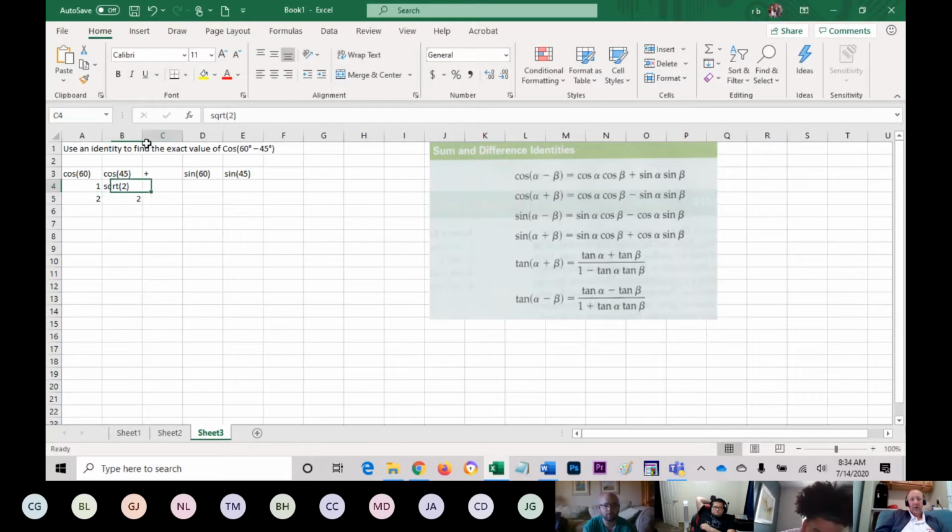Okay. Plus sine of 60. Then the sine of 60 would be the square root of 3 over 2. And the sine of 45 is the square root of 2 over 2. Okay. So let's simplify this fraction here. And what do we got?